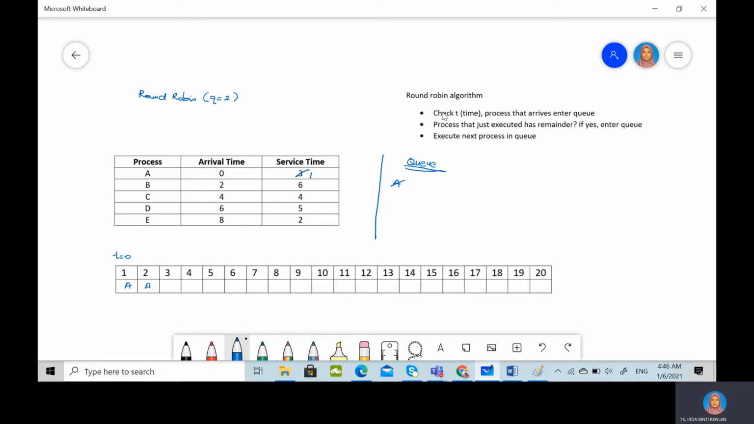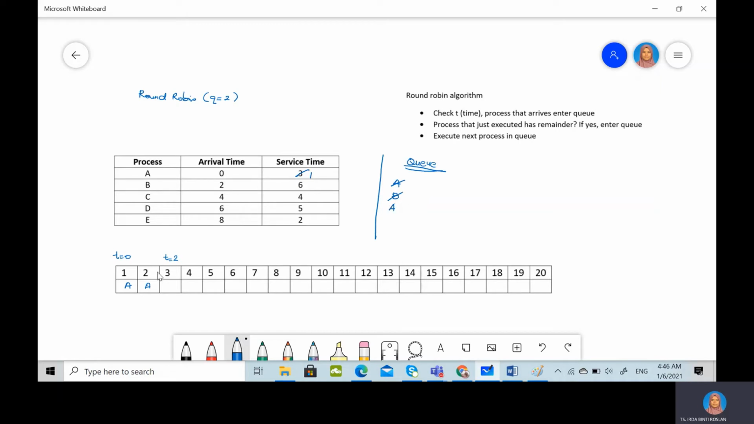Next, we check the time, t equals 0, 1, 2. At t equals 2, which process arrived? The next process arrived is B, so put it in Q. Next we check whether the previous process has a remainder. Yes, it has 1, so put it in Q. Then execute the next process in Q.